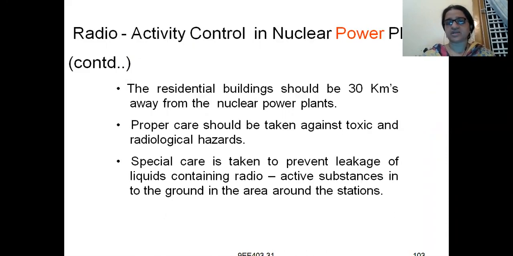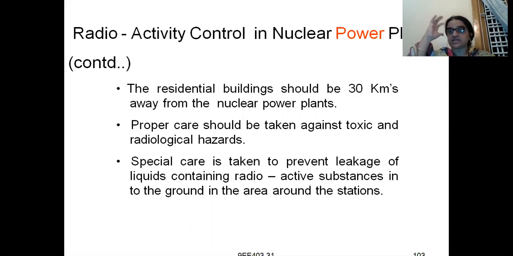Coming to radioactivity control in a nuclear power plant, the residential buildings should be 30 kilometers away from the nuclear power plant. With this you can understand how much effect of radiation there will be. Usually they suggest not to construct houses nearby gas companies or antenna towers, BSNL towers, because of the radiation, health will get affected, they will tell.